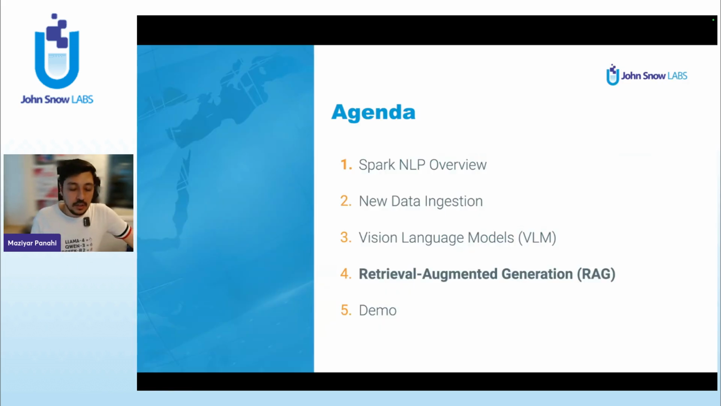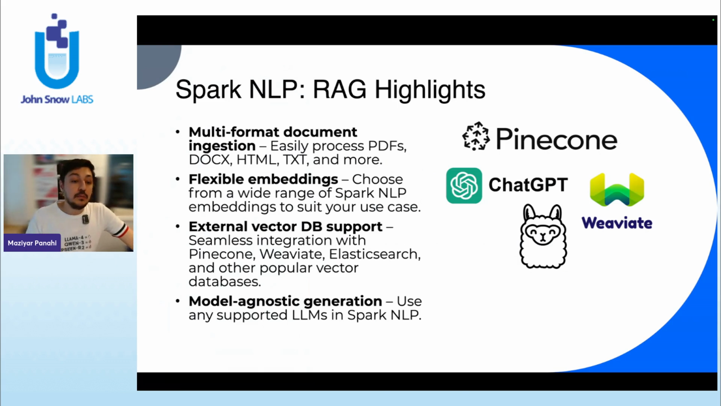All right, now let's look very quickly at RAG, or your retrieval augmented generation. I mean, it's 2025. I know everybody knows what it is, but what it means within Spark NLP today. It means you can have multi-format document ingestion. You can easily process PDFs now, Word documents, HTML, text, and many more. We are committed to adding more data sources.